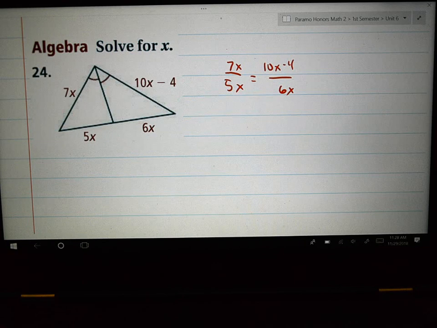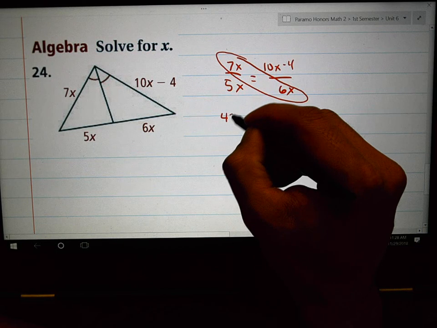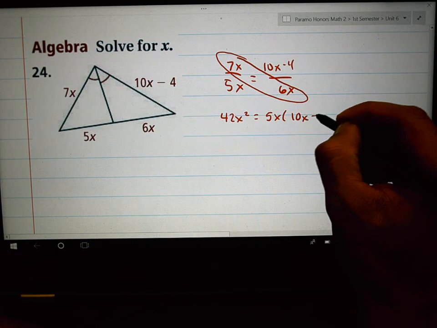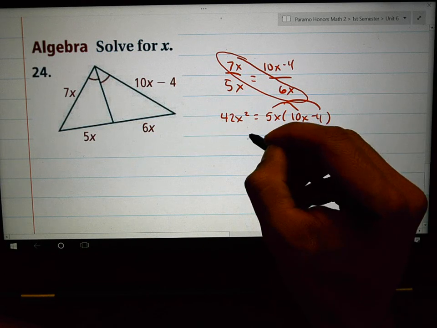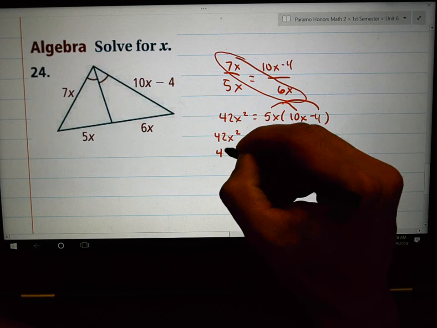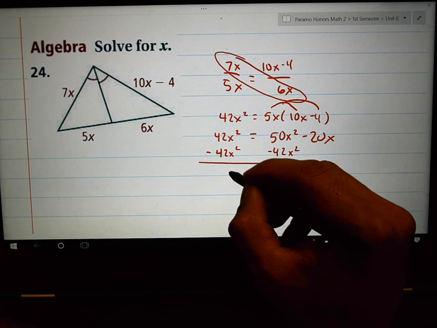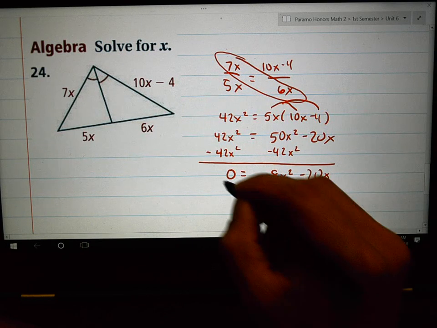Now this problem, we can cross multiply. 6 times 7 is 42x squared. And then 5x is going to multiply the 10x minus 4. We're going to have to distribute this. And the way that I'm going to solve this is a way that I taught you way back in Chapter 1 or Unit 1. I'm going to subtract 42x squared from both sides. And 42x squared minus 42x squared is 0 this time. 8x squared minus 20x is equal to 0.